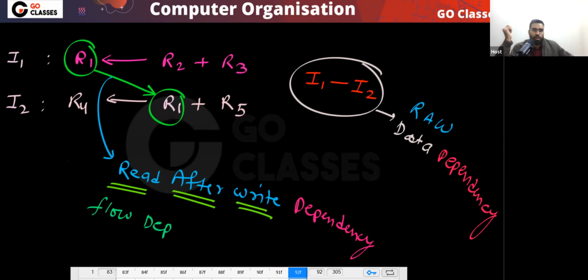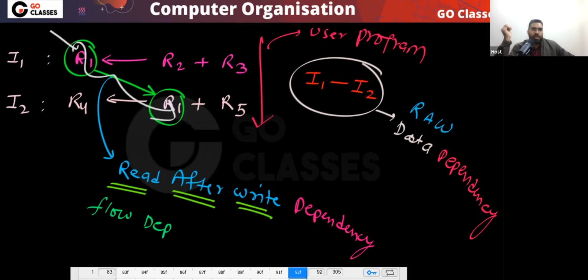The another name is flow dependency because this is the flow of the program. This is the user program and this is the flow of the program. This data is flowing from here to here. See, this value is flowing from here to here. So this is called flow dependency also.